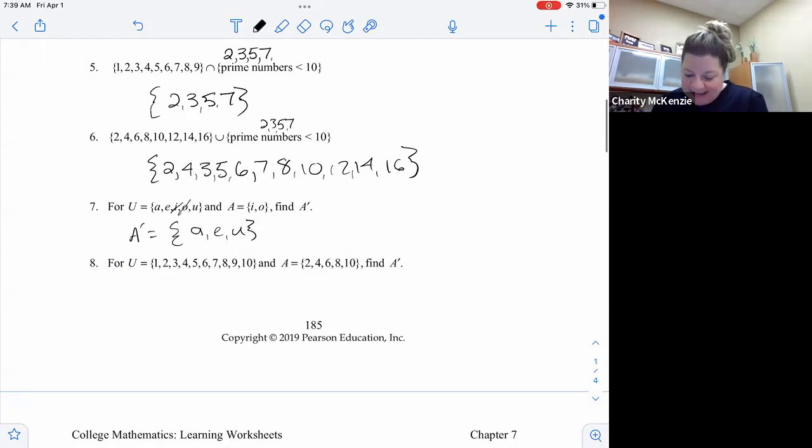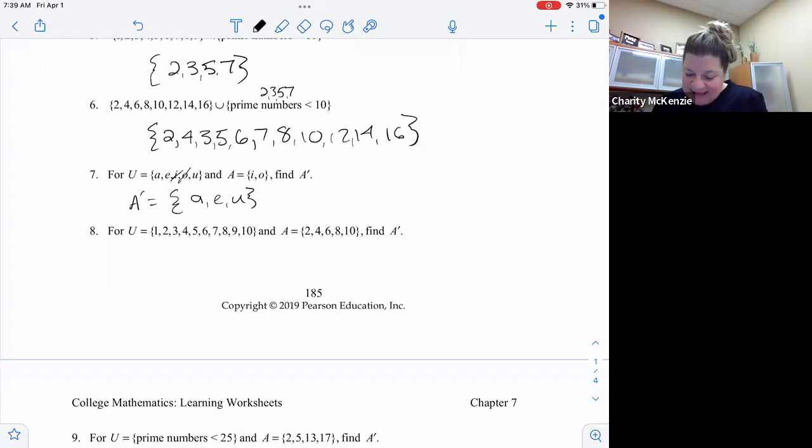Okay, for 8, it says not A again. So not in A would be, ooh, it can't be the 2, the 4, the 6, the 8, and the 10. What's left would be the 1, the 3, the 5, the 7, and the 9. It looks like odds are left, evens are in A. Okay.